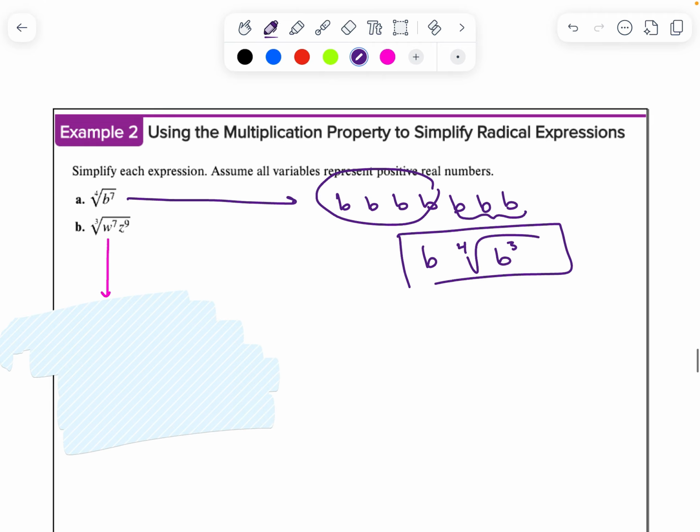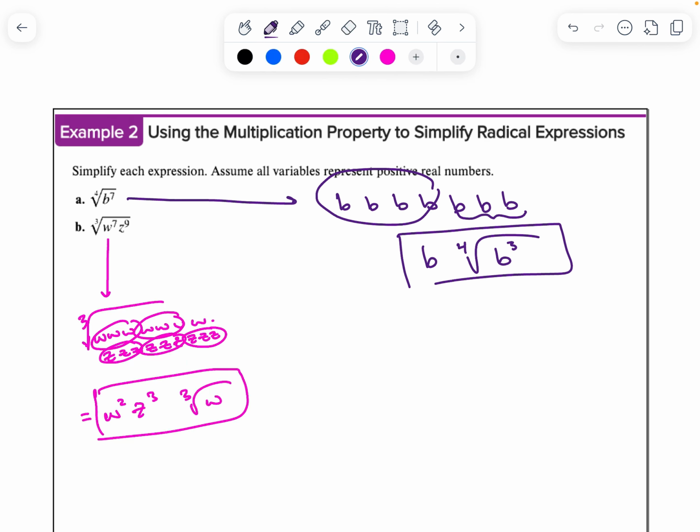Take a second, try this one. If you listed out all 7 W's and all 9 Z's, and then found groups of 3, you would have 2 groups of W's and 3 groups of Z's that got to go outside, and then 1 lonely W that had to stay inside. The underlined portions there are what's going outside. Buddies get to go outside, the buddy system, as if you were in Boy Scouts or Girl Scouts.